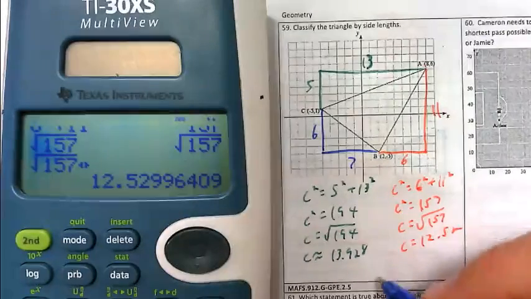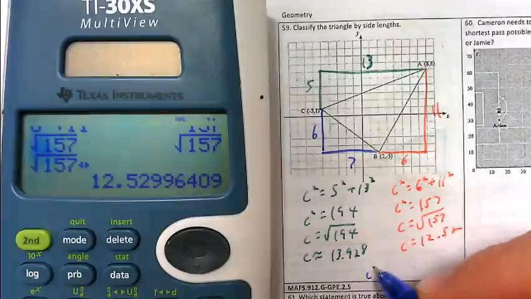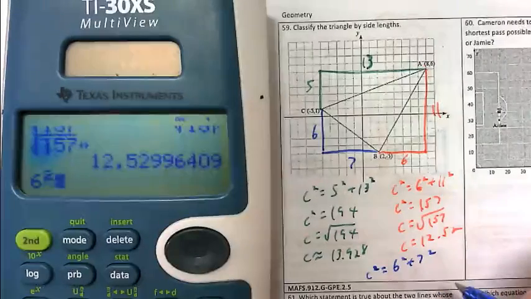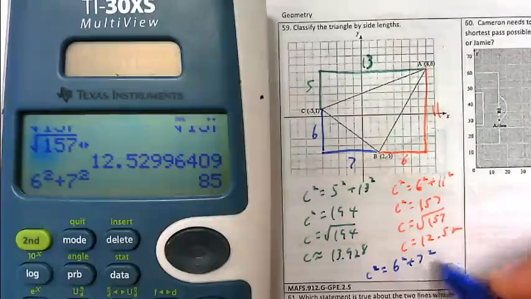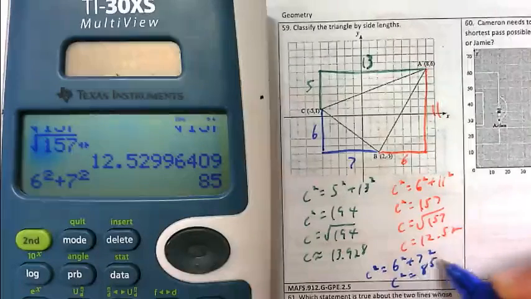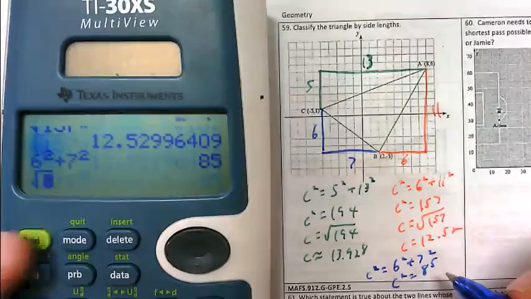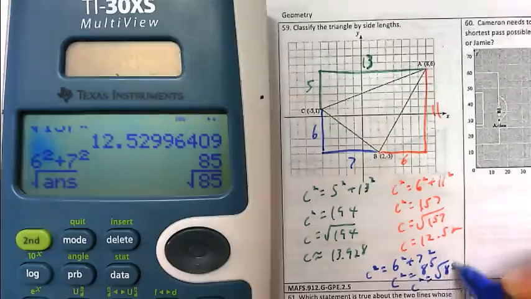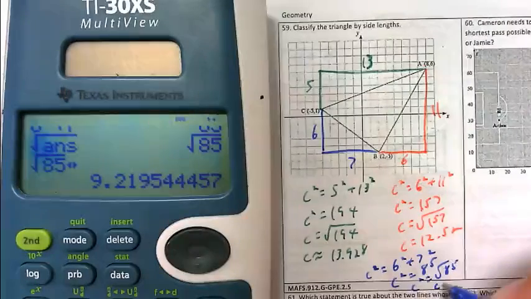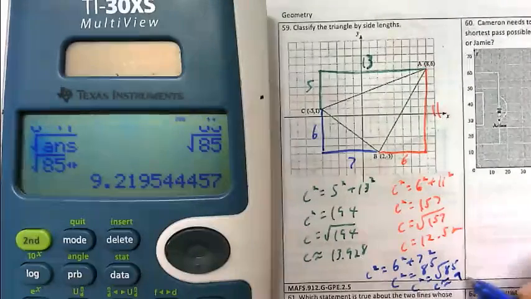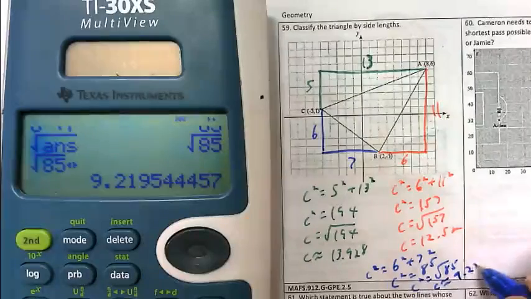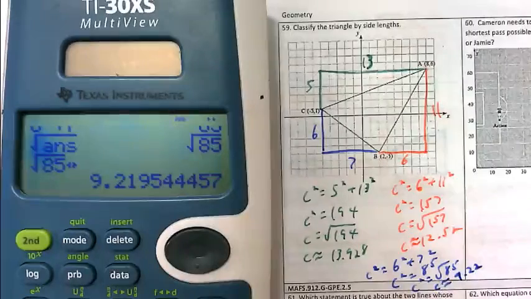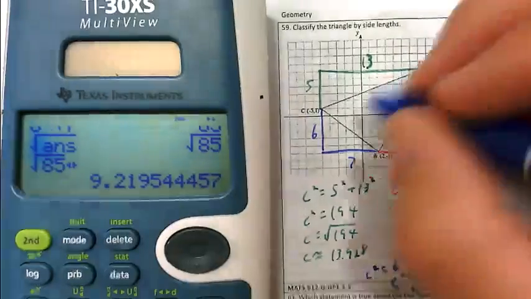And finally, the blue side. This one also is not going to come out to a nice number. C squared equals 6 squared plus 7 squared. 6 squared plus 7 squared is 85. Take the square root of that. Again, like I said, it doesn't come out to a nice number, about 9.22. So none of them are the same. Therefore, this is scalene.